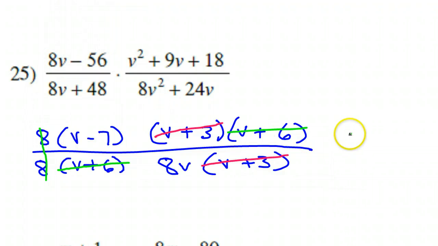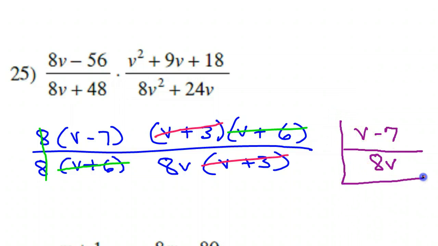So the final answer is, the only thing left in the numerator is V minus 7. And in the denominator I have 8V. So this is the final answer. Notice that I cannot cancel these V's because this V is connected by subtraction.